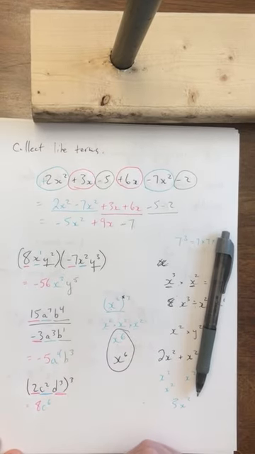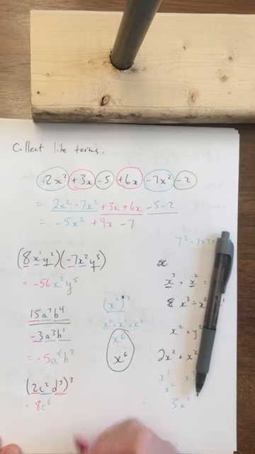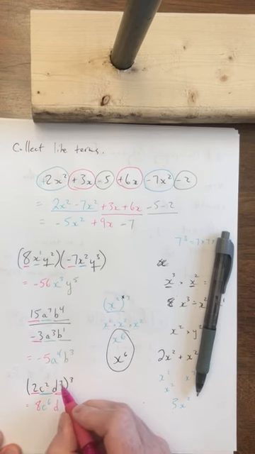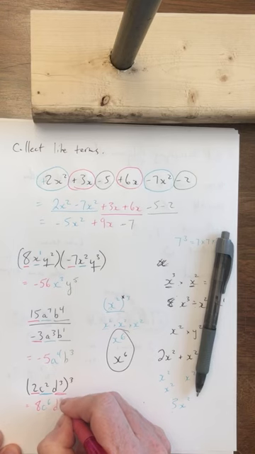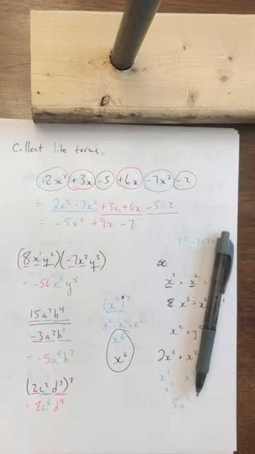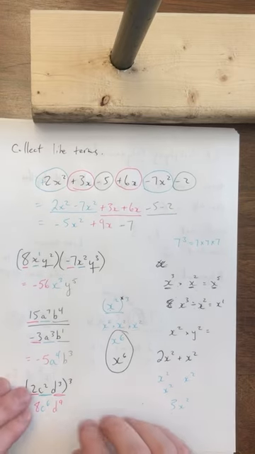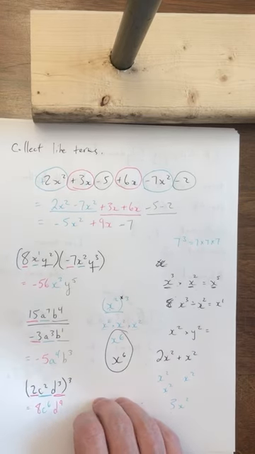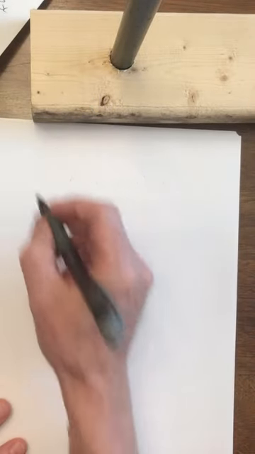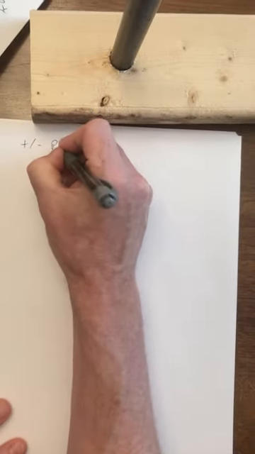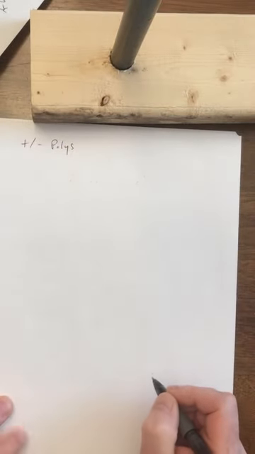And then once again here, we have a power to a power. Keep the base. 3 times 3 is 9. So we have simplified that as well. So there's a little bit of review of exponent rules. All right, let's do some adding and subtracting of polynomials.